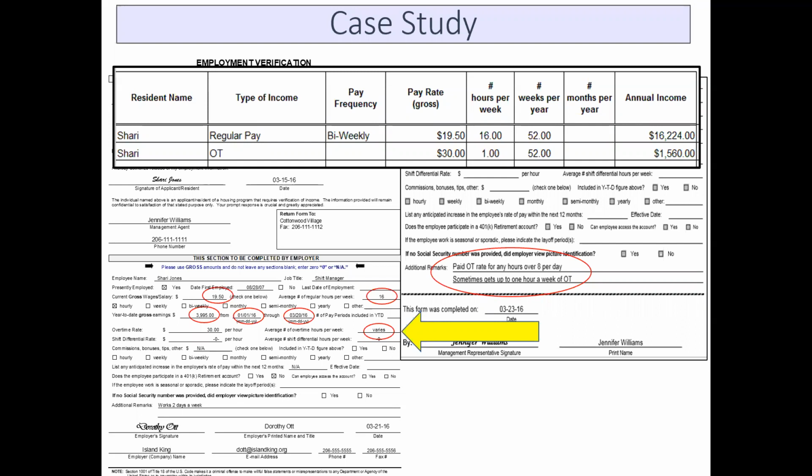So here is the way it would show on our housing eligibility cert, or our HEC. We've got regular pay, $19.50 an hour, 16 hours a week, times 52 weeks in the year. If you multiply that out, that's $16,224 for her regular pay.